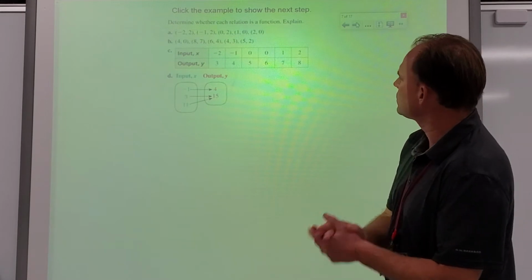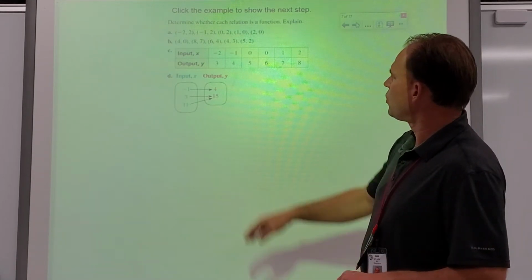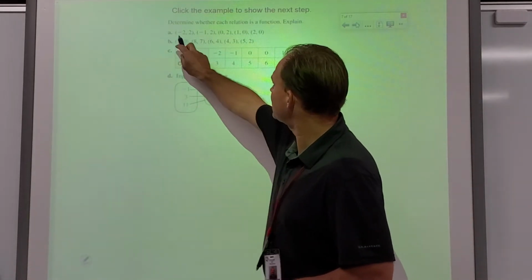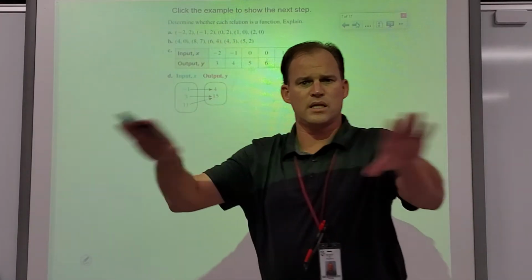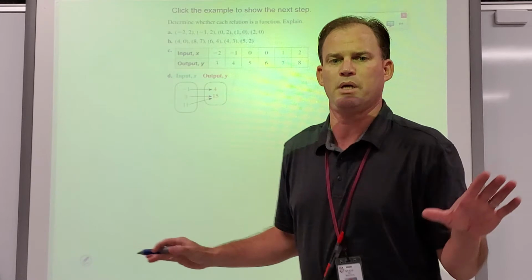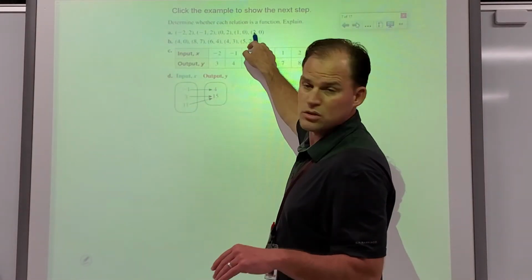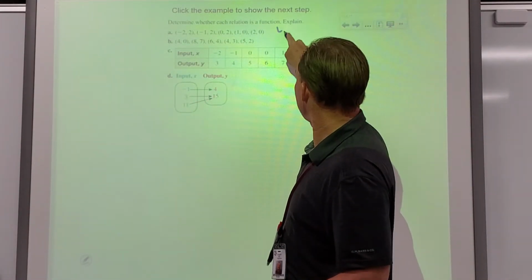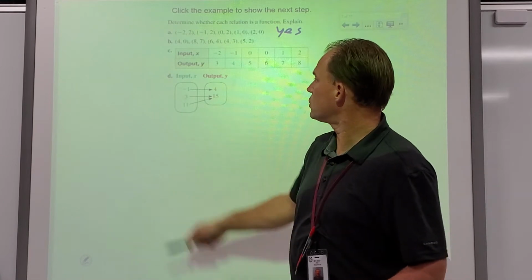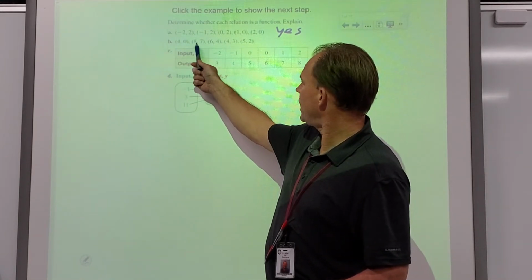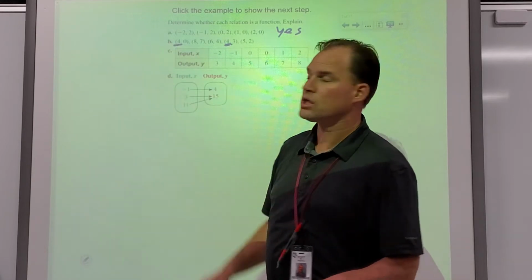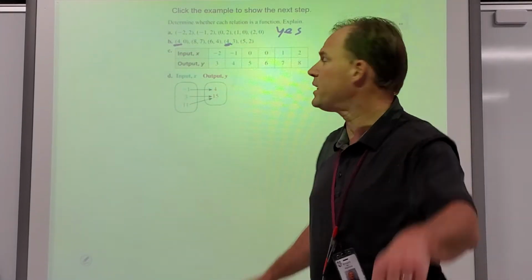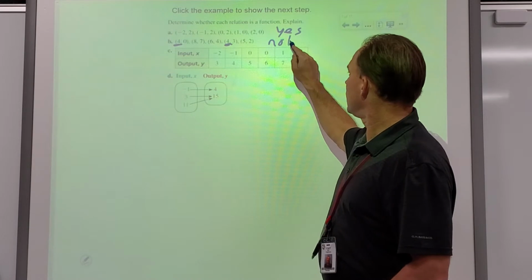So some more examples here. Again, a little hard to read, so we focus on the x's. -2, -1, 0, 1, 2. Notice I didn't look at the y's. I don't care if the y's repeat. Is there any repetition in the x's? No repetition. Yes, a function. B, 4, 8, 6, 4, 5. Oh, I've got repetition there. The 4s went twice. Not a function.